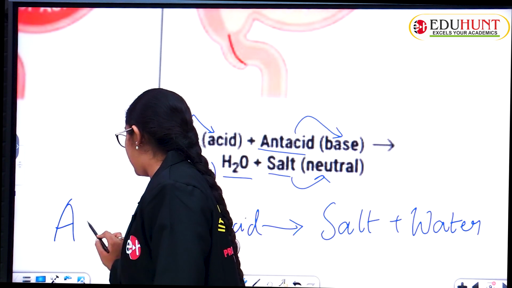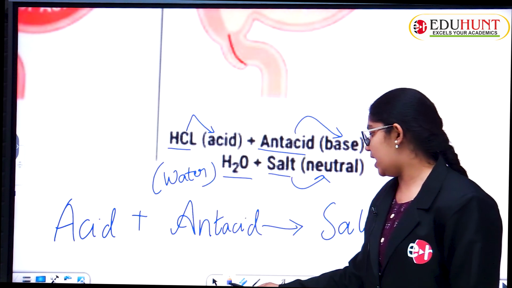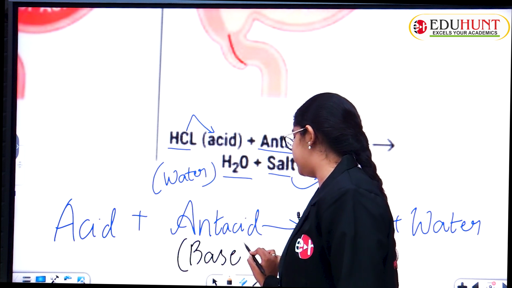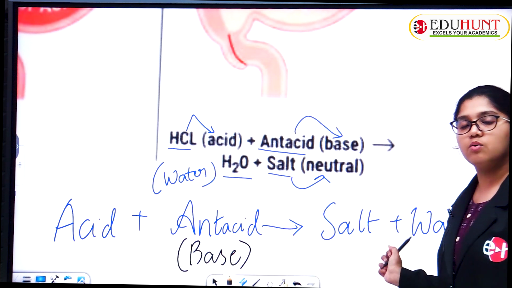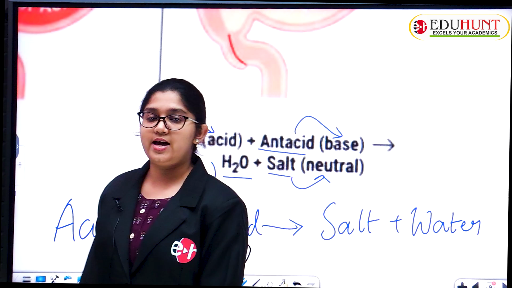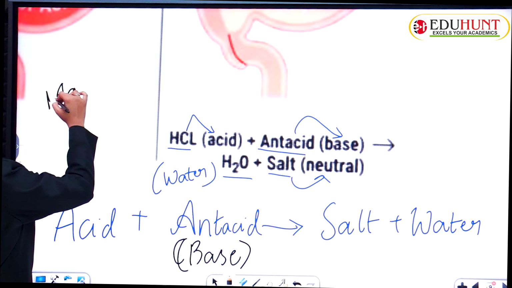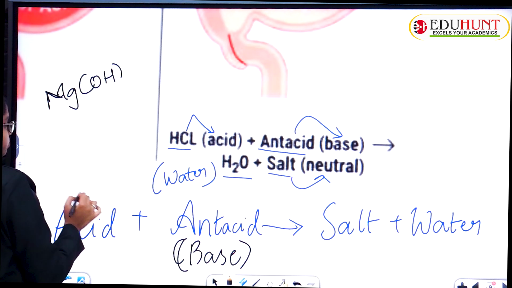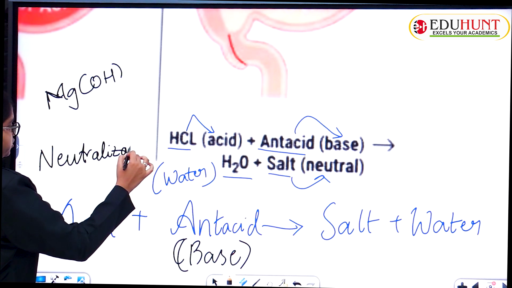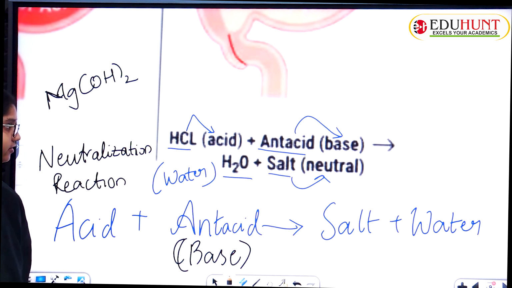We can write this as acid plus antacid gives salt plus water. What is antacid here? It is nothing but a base. Acid plus base gives salt plus water. What is the reaction called? Very good, neutralization reaction. So this is the common use of magnesium hydroxide. Which reaction is this, children? Neutralization reaction.